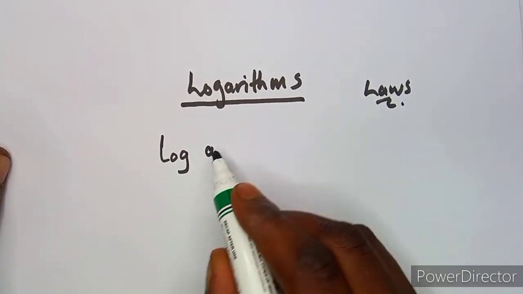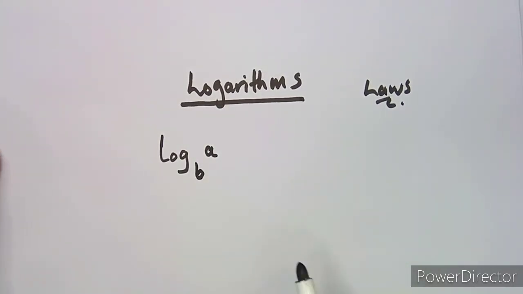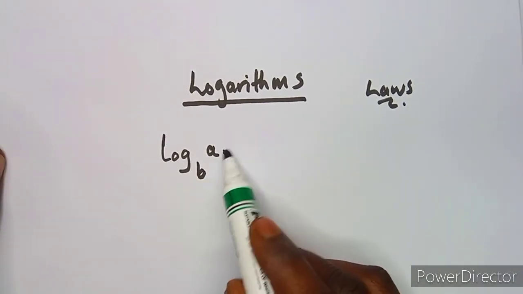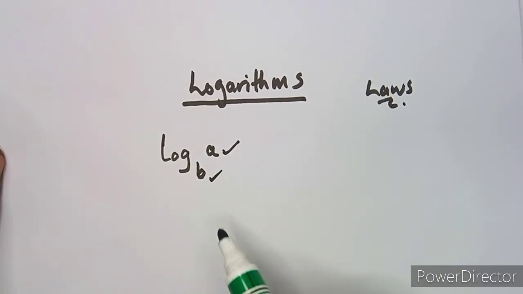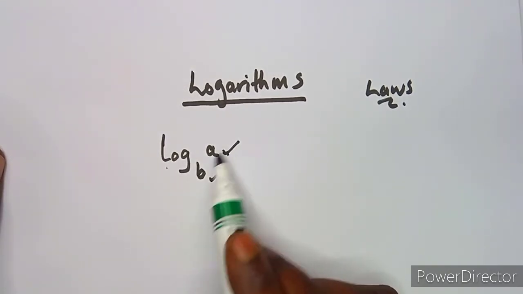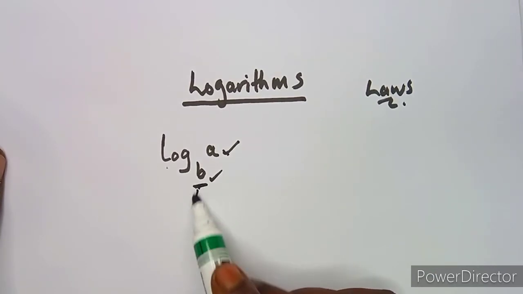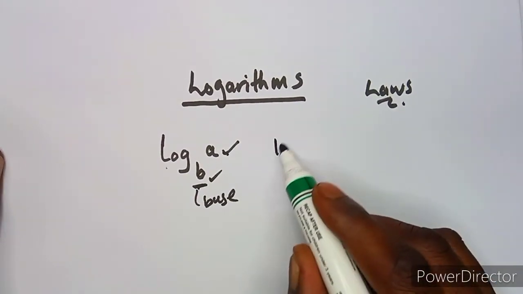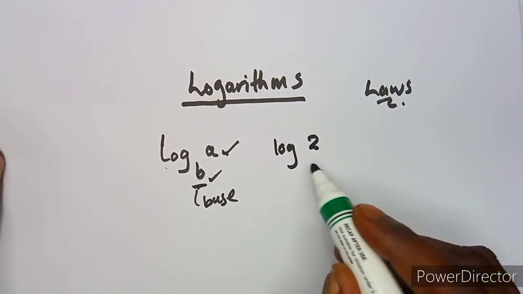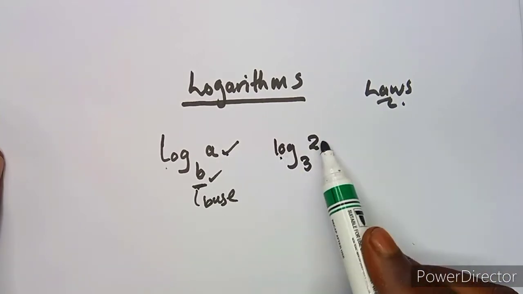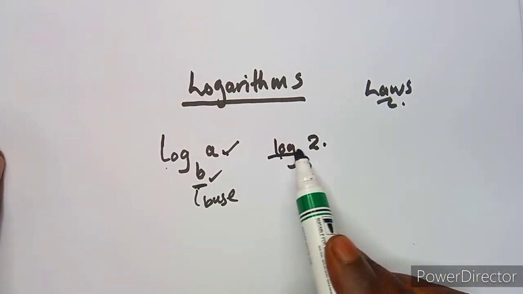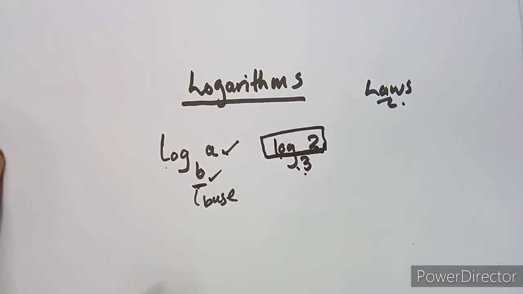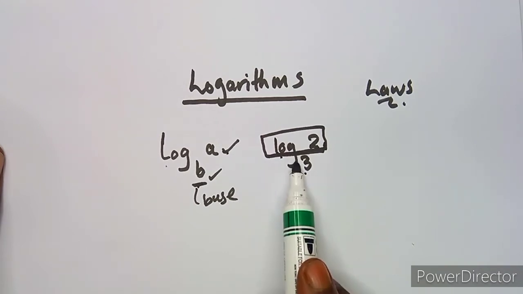If I am given log a b like this, it means log a in base b, so this is the base. Just like this, log of a number like this, so it's log 2 base 3. So these are in line, the base should be under this g like that.